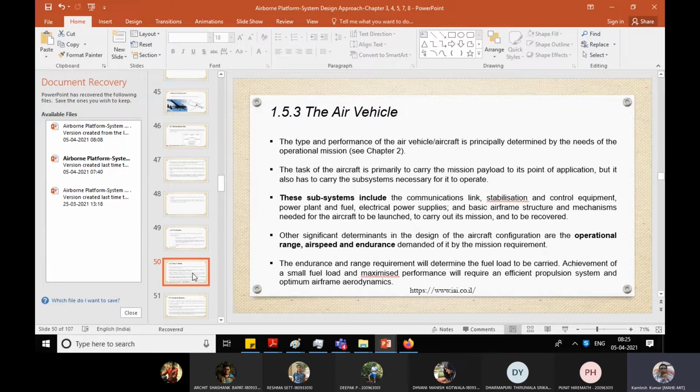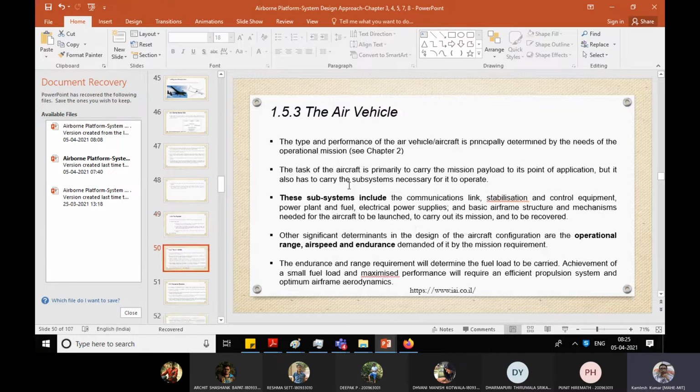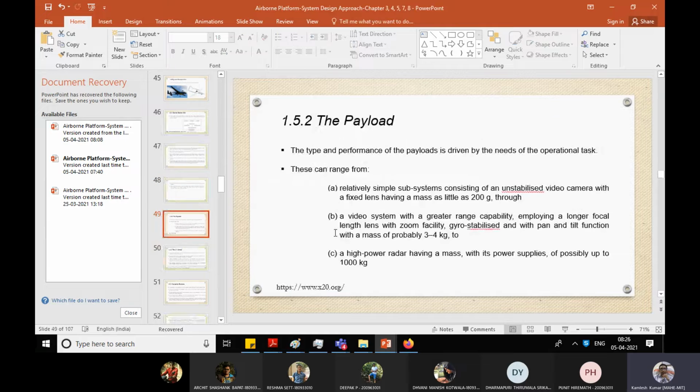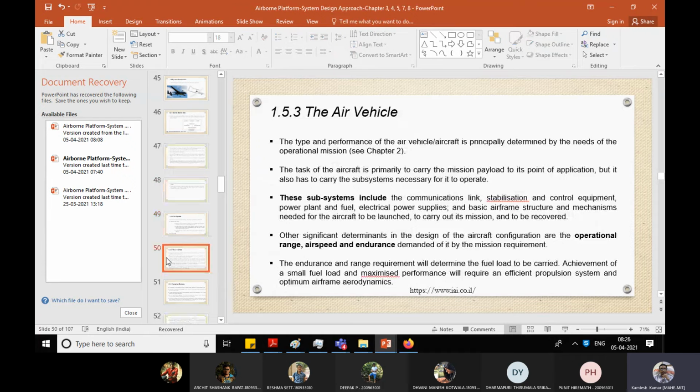Then the next point: this was the second subsystem of the UAV, and the third is the aircraft model itself. I've given the link also. You can go through the link for this one, Heron, and check what types of aircraft are available from them. For different applications, they're developing different types of UAV.